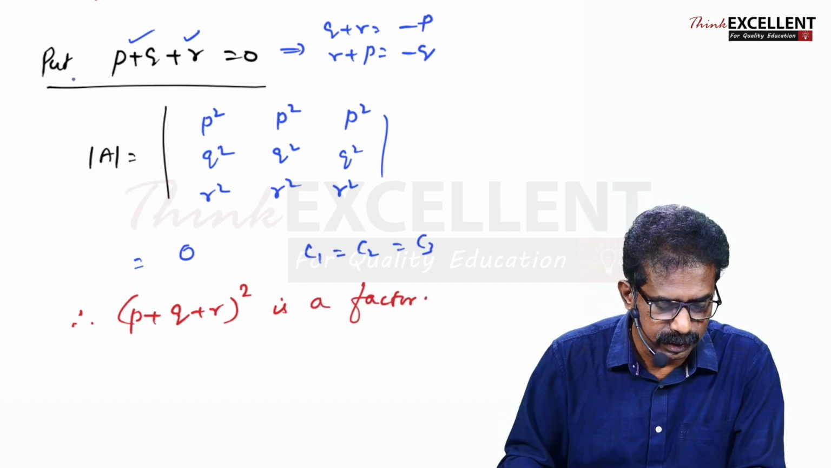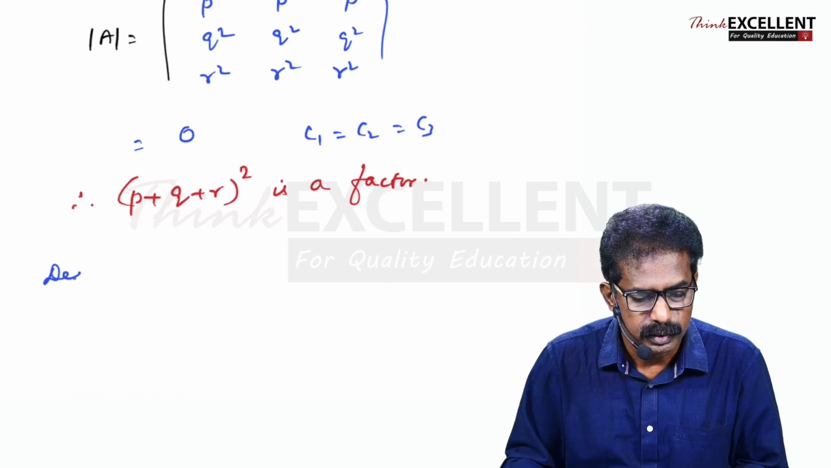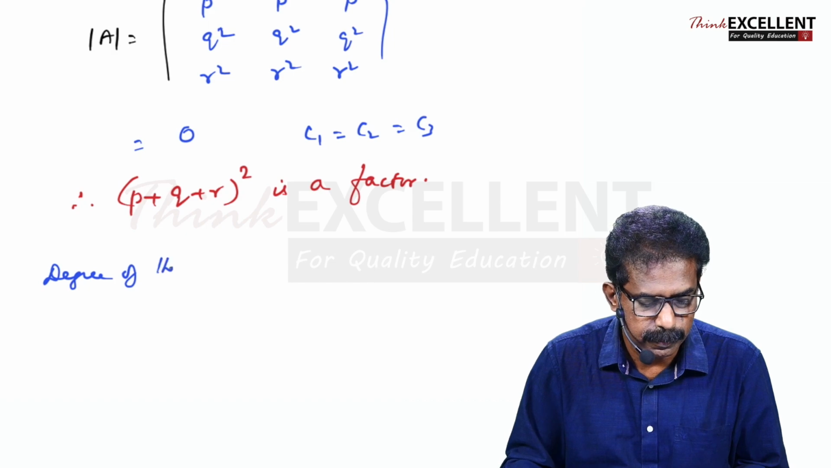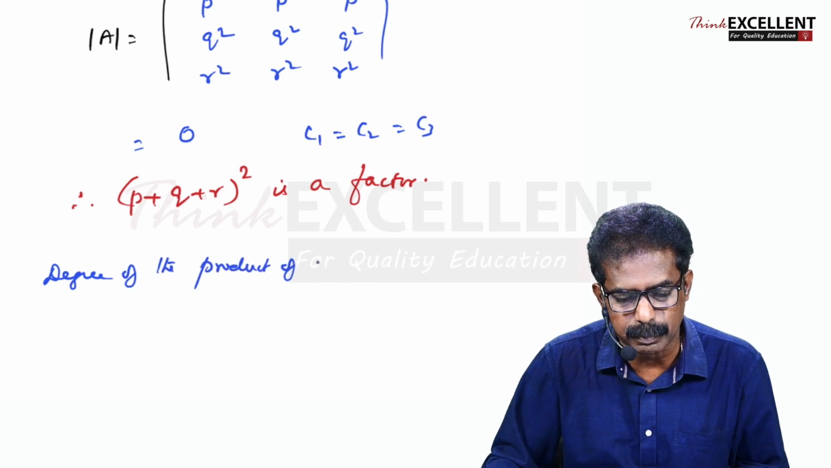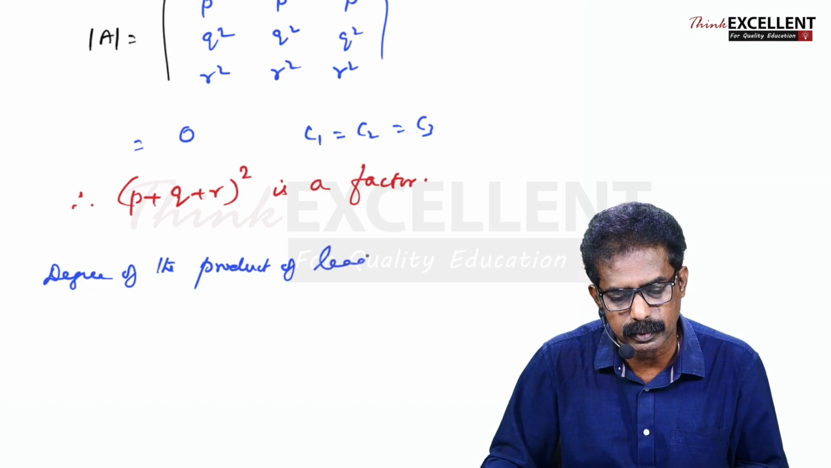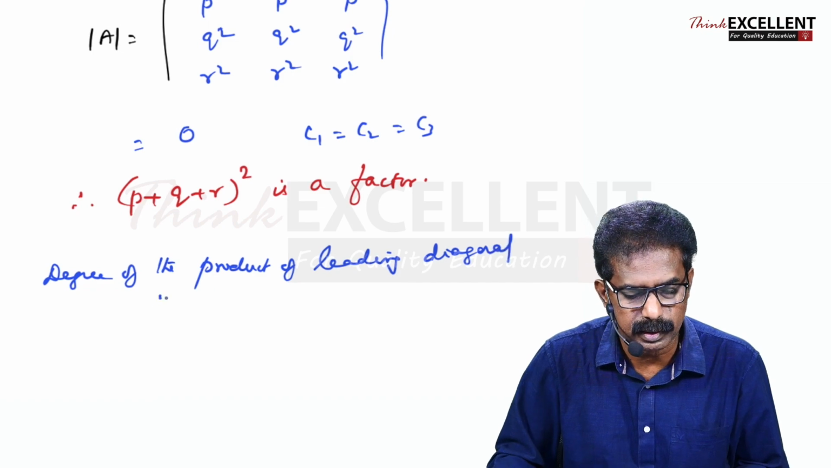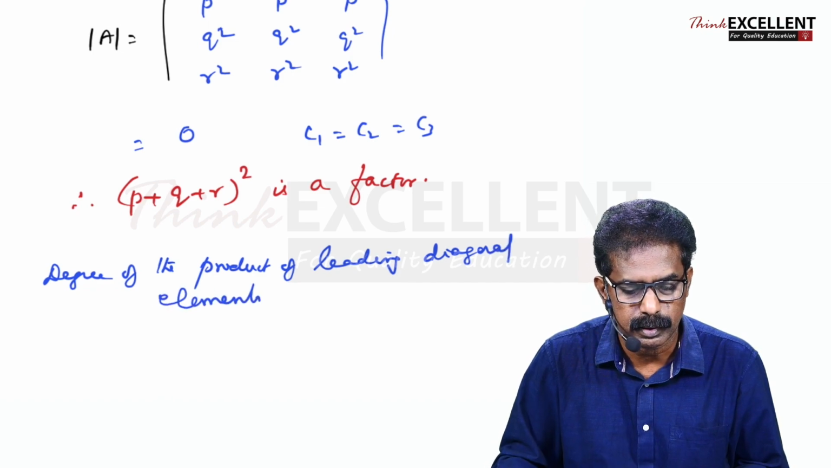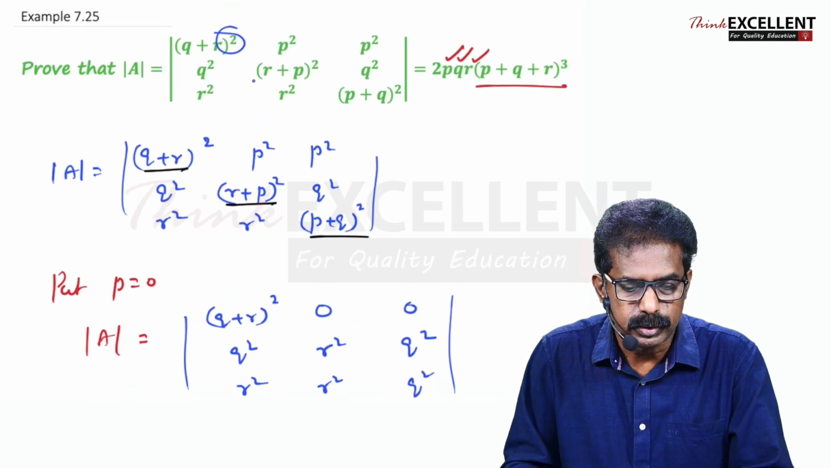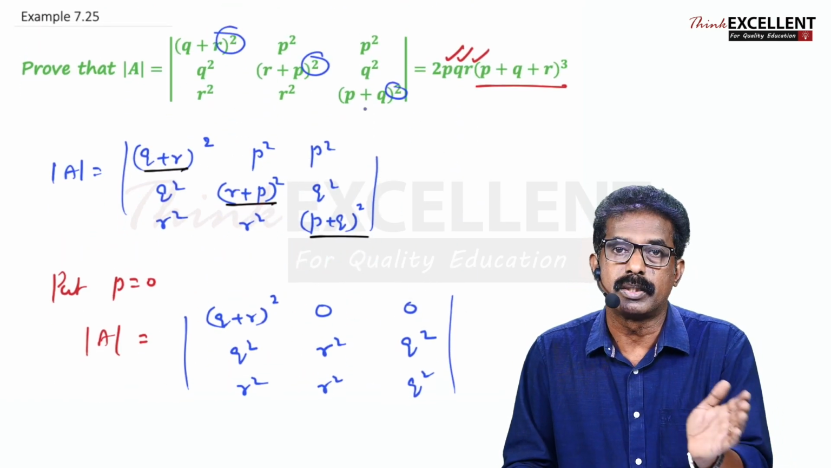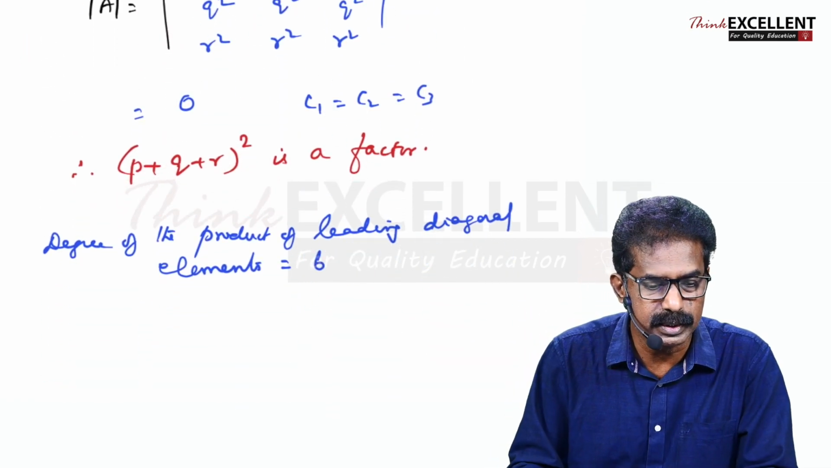Now let us find the degree of the product of diagonal elements. That is the leading diagonal elements, understood. Diagonals here degree 2, here degree 2, here degree 2. 2 plus 2 plus 2, it is 6. Degree of the leading diagonal elements is 6.